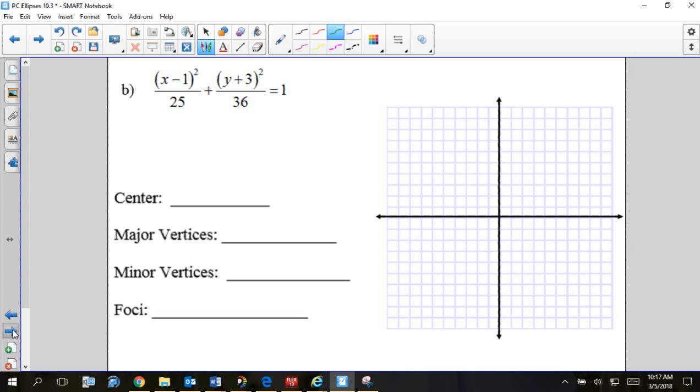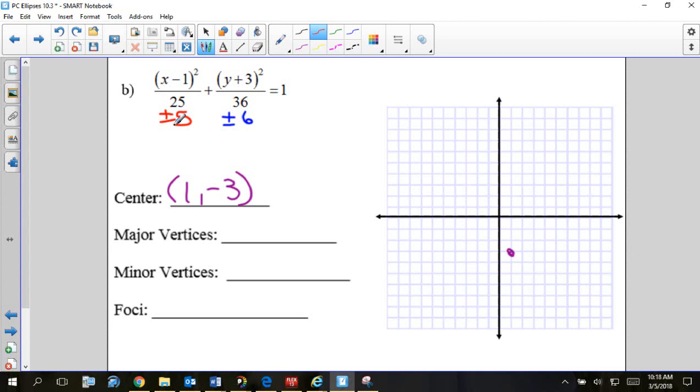So the next one is already in the standard graphing form. We need to find our center. Where is our center? HK. 1, negative 3. Perfect. Then to do the major and minor axes, I'm going to square root the 25 and the 36, and I'm going to say, which one's bigger? You need to slow down because you're close. 6 is bigger.